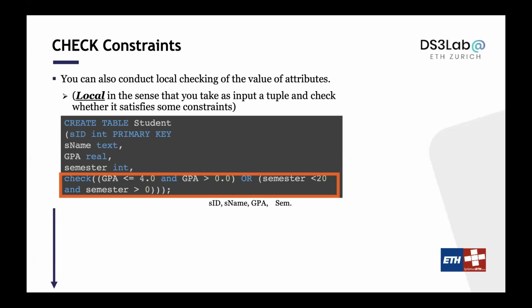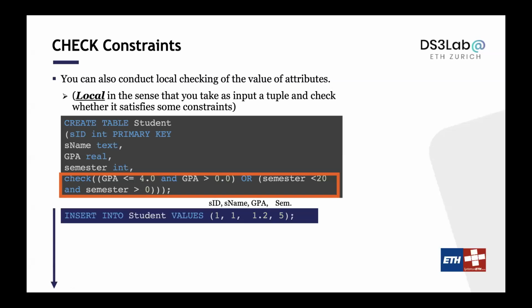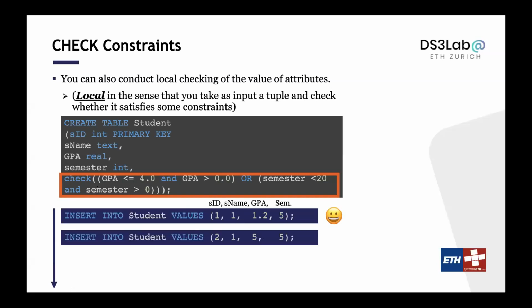So let's look at one example. Assuming I insert a tuple like this, SID is 1, SNAME is 1, GPA 1.2, semester is 5. What the database is going to do is take this tuple and check this condition. In this case, is GPA between 0 and 4? Yes. Is semester between 0 and 20? Yes. So the database is okay. You have this, GPA is 5, it's not in the range, the database is going to reject.